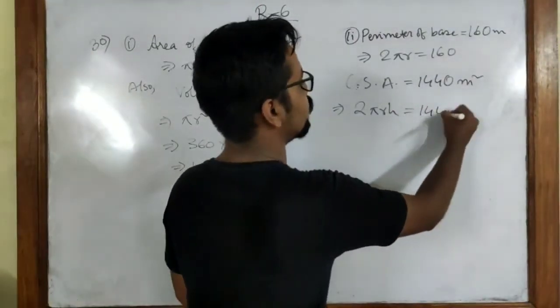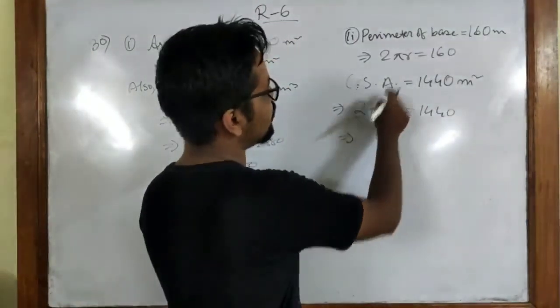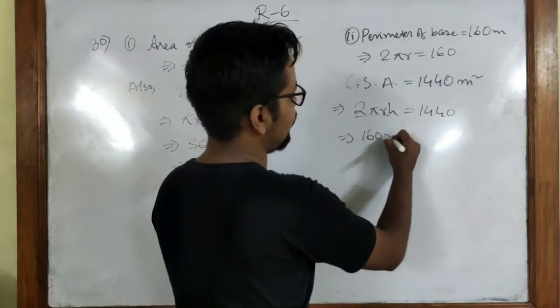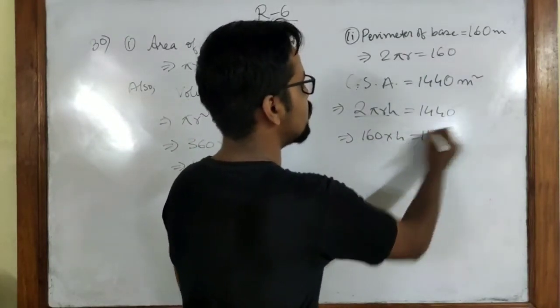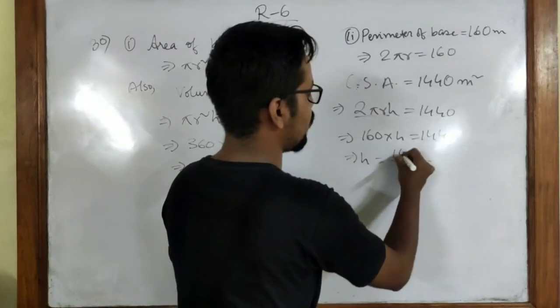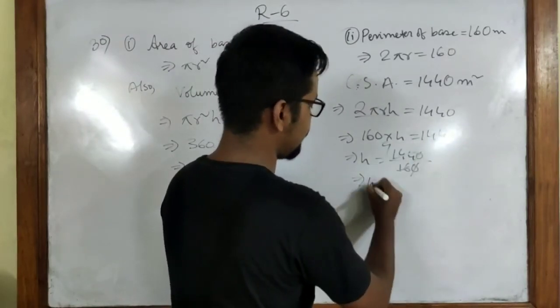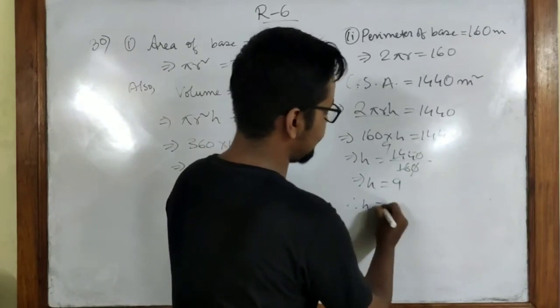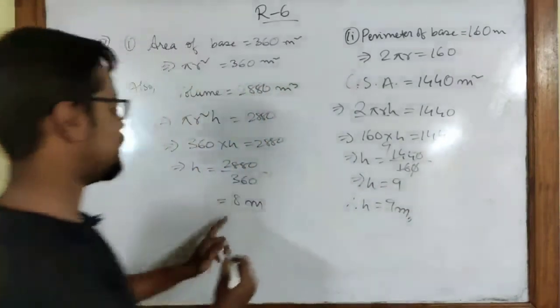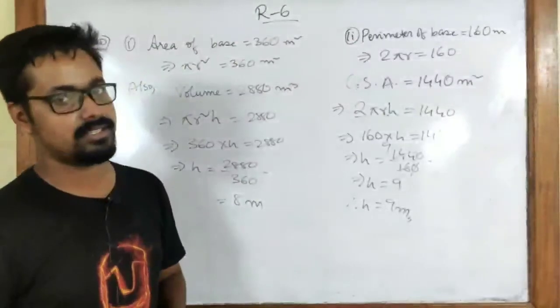So it is 1440. What is twice pi r? Twice pi r we know it is 160 and into h is equal to 1440. So h will be equal to 1440 by 160. So this is h equal to 9. Therefore height is 9 meter. This is 8 meter, this is 9 meter. These have matched the answers.